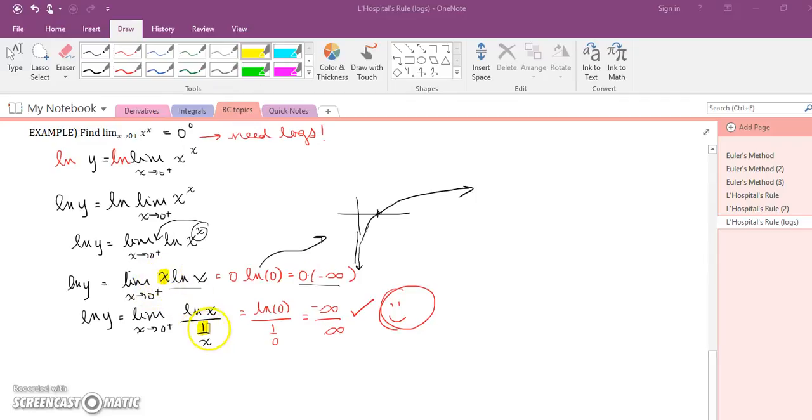I tried throwing this in the denominator. Multiplying by x is the same as dividing by 1 over x. Now natural log of 0 is negative infinity. 1 over 0 is infinity. It works. So now you can go ahead and apply L'Hopital.